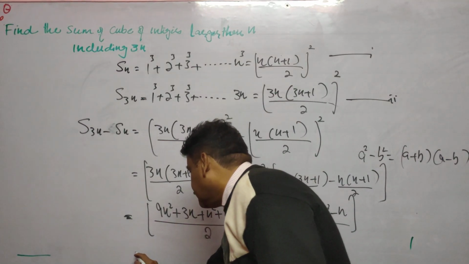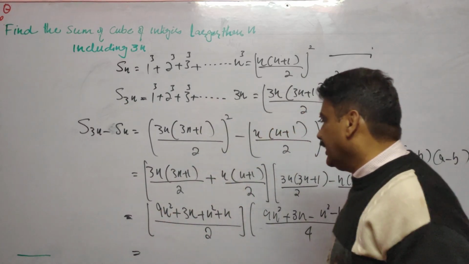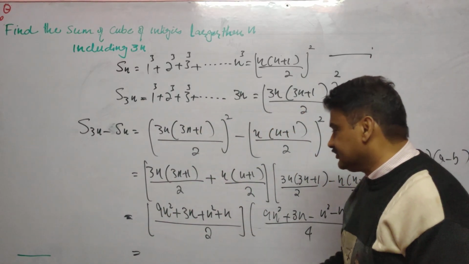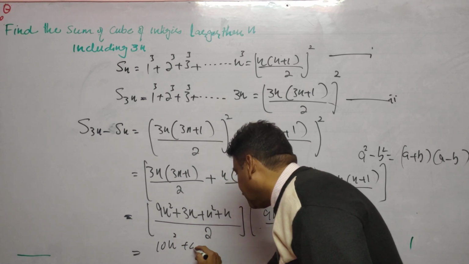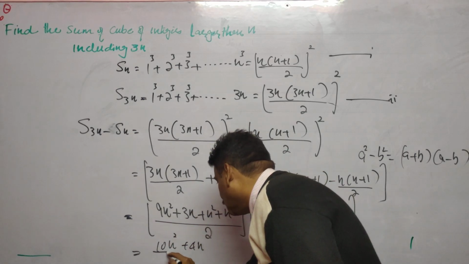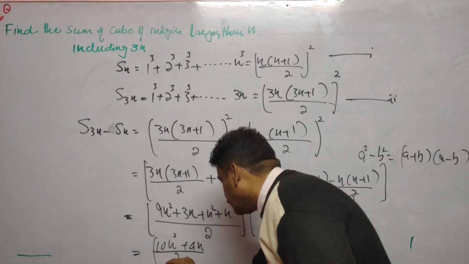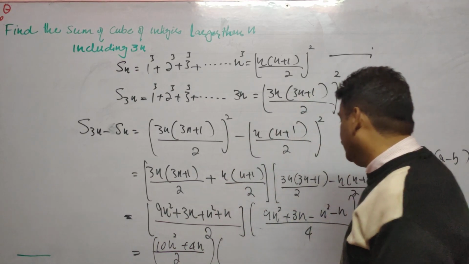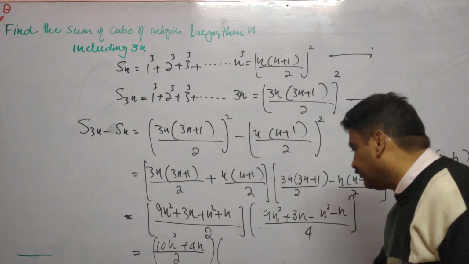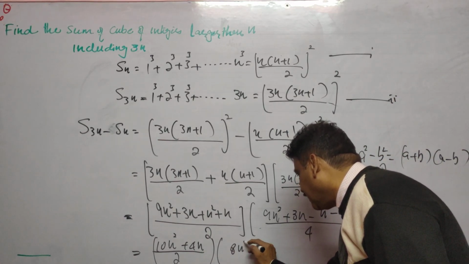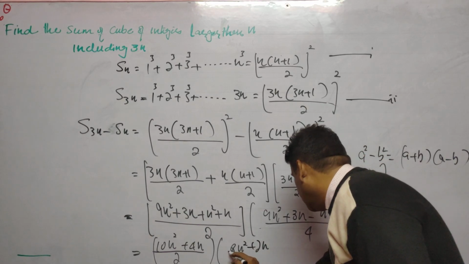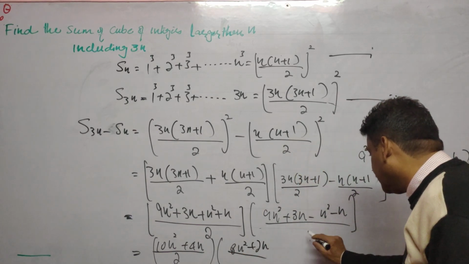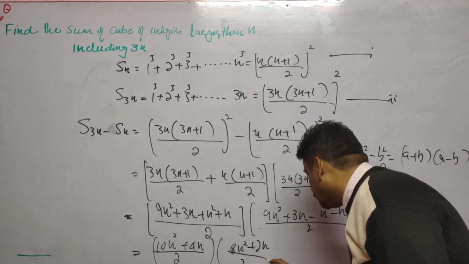We now write 9n square plus n square, which is 10n square, 10n square plus 4n by 2. From this bracket, 9n square minus n square, which is 8n square plus 2n divided by this 2.